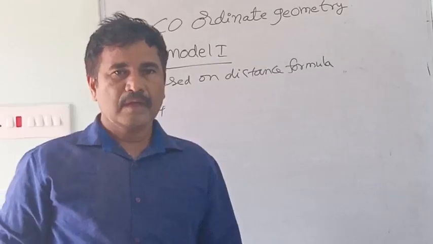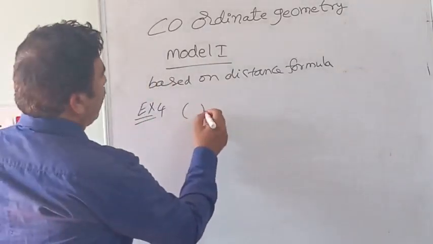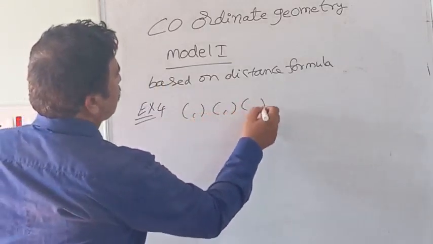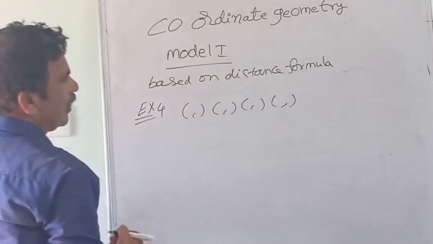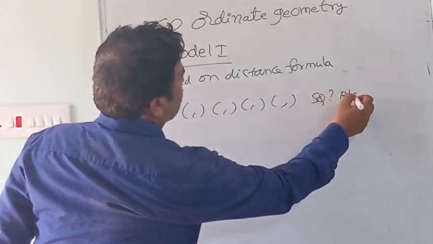Understand? Example 4, he will give 4 points and ask to check whether it is a square or rhombus.